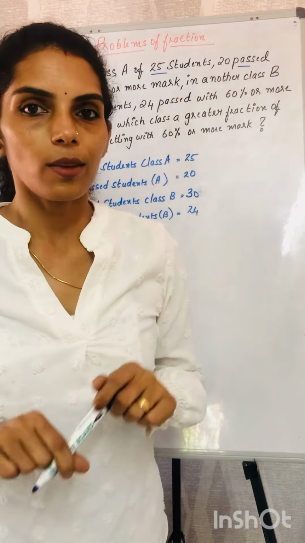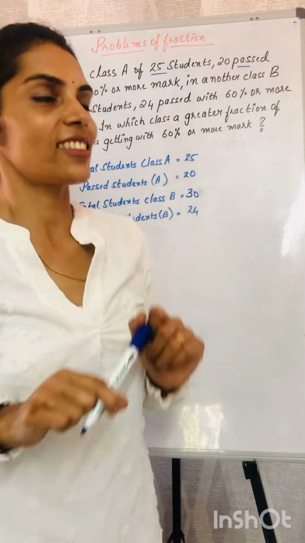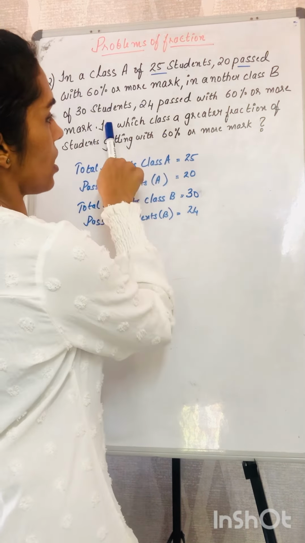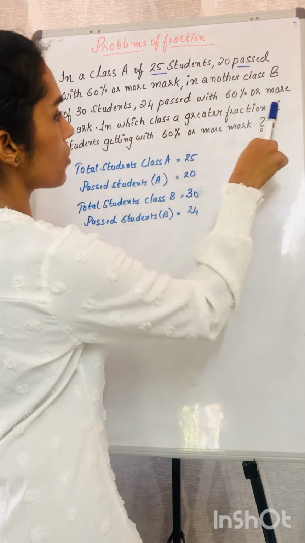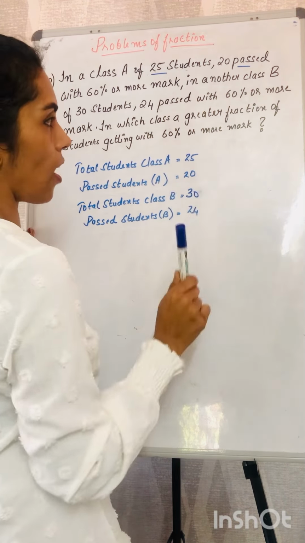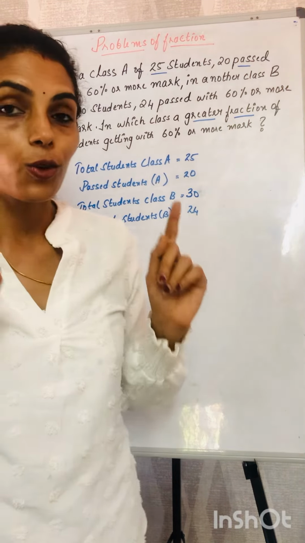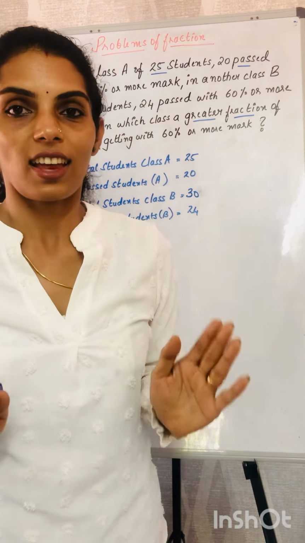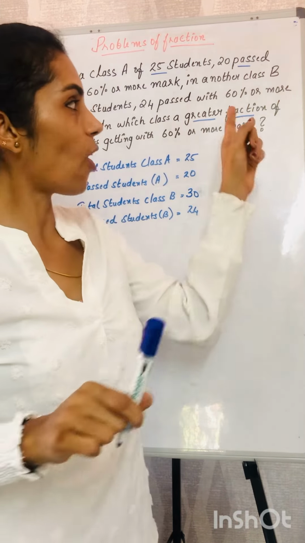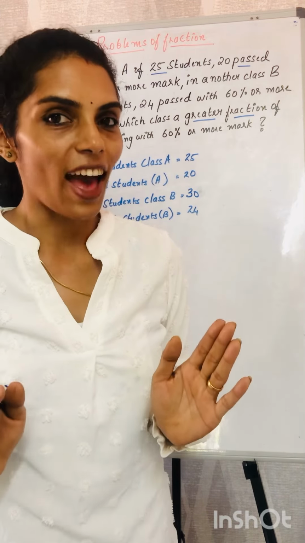What was our second point? Yes, you have to focus on the hints given. What is the hint given here? Just look at the question. In which class a greater fraction of students got 60% or more marks? A greater fraction. Yes. Now, from this question, when you get it in an exam, you can tell that it is from the chapter fraction, because for a greater fraction, you have to find the fraction.